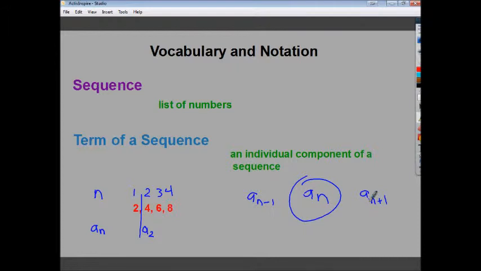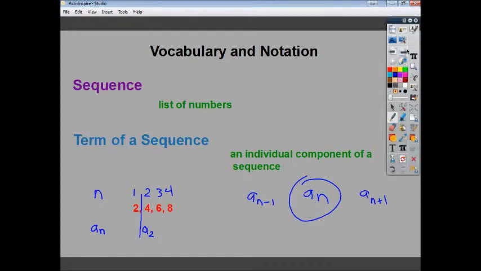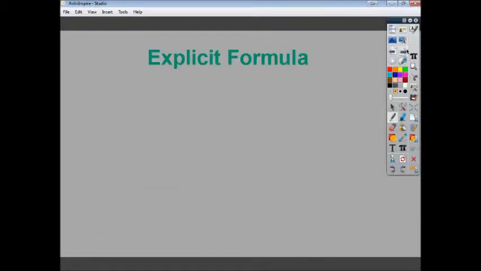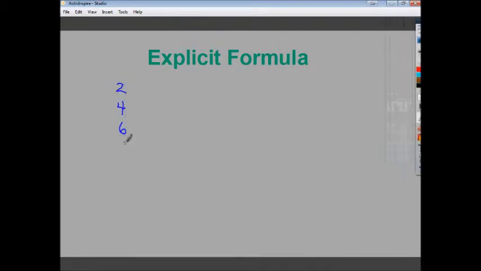From here, we're going to talk about two of the formulas. The first is an explicit formula. An explicit formula, and we'll do one for the 2, 4, 6, 8 sequence. And by the way, I'm going to put my 2, 4, 6, 8 sequence vertically, because I want to put the n values over here. I just think visually it works better if I do it that way.